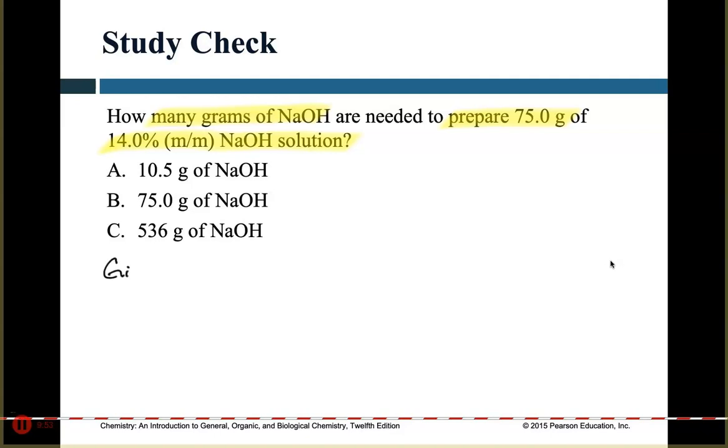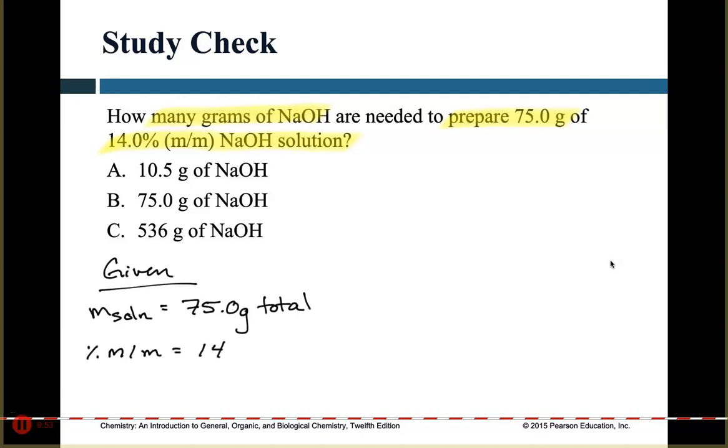So let's organize what we were given. I know the mass of the solution is 75 grams total. I know the percent mass per mass of the solution is 14.0% sodium hydroxide. Again, that's all I've been given. What am I being asked to find? It's asking me for the mass of NaOH in units of grams. So I've organized my givens and finds.